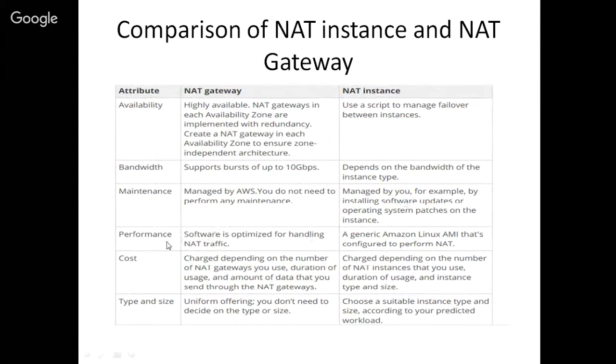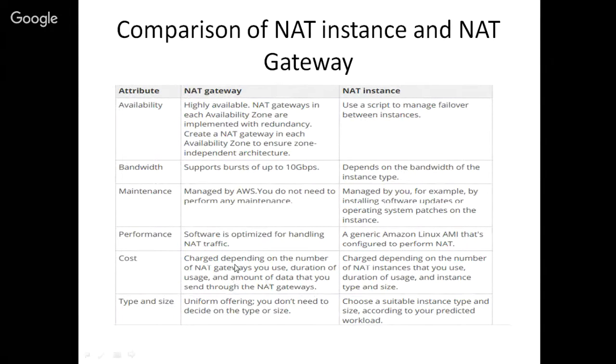Okay, next is about performance. NAT gateway performance is optimized for handling NAT traffic. In the case of a NAT instance, it is a generic Amazon Linux AMI that's configured to perform NAT. Okay. Next is about cost. Cost for a NAT gateway is charged depending on the number of NAT gateways you use, the duration of usage, and the amount of data that you send through the NAT gateways.